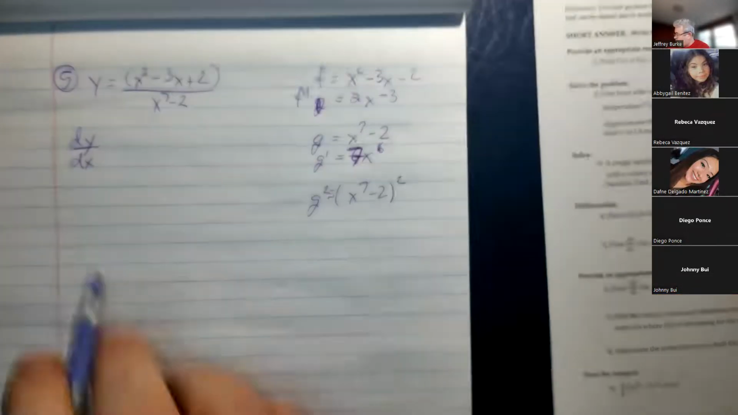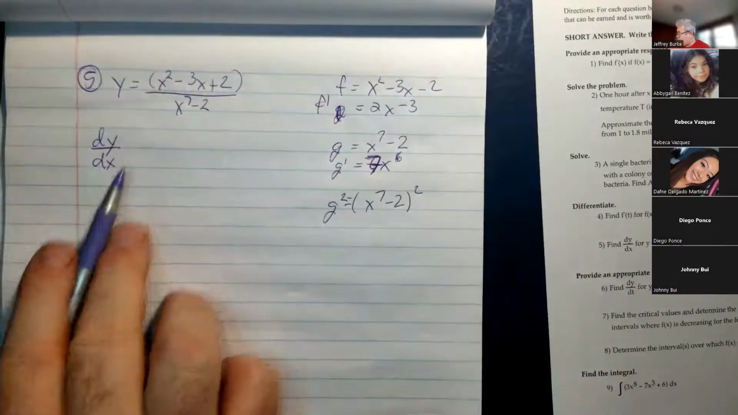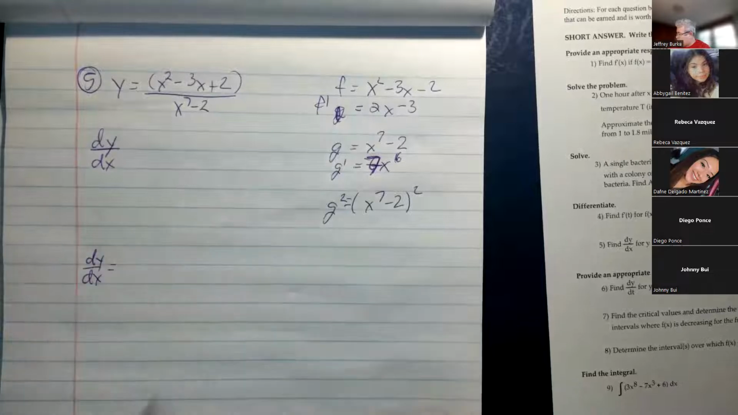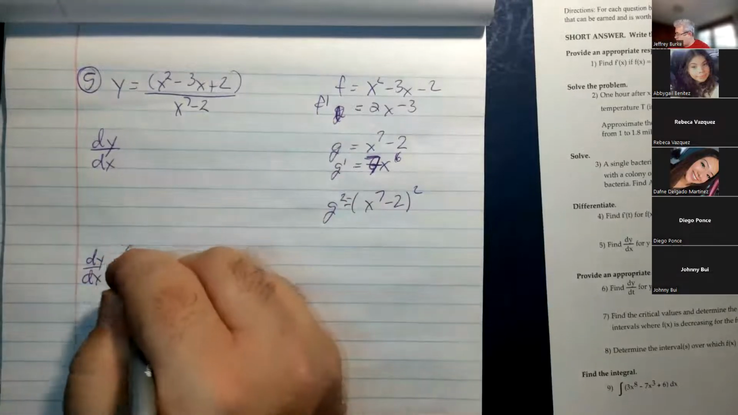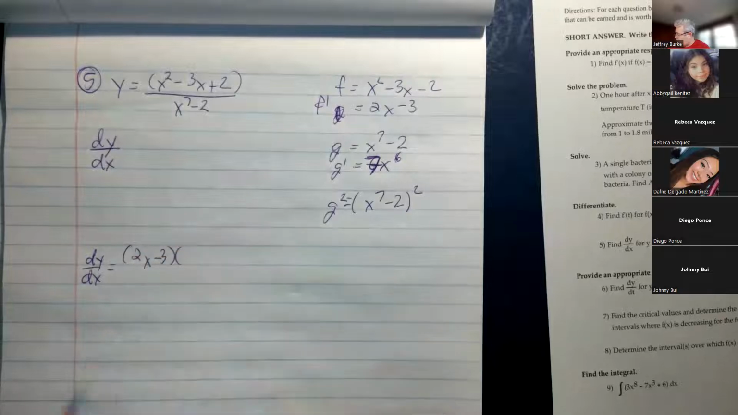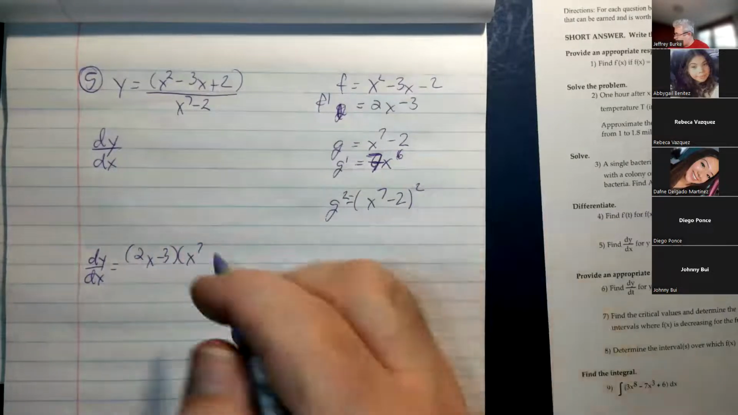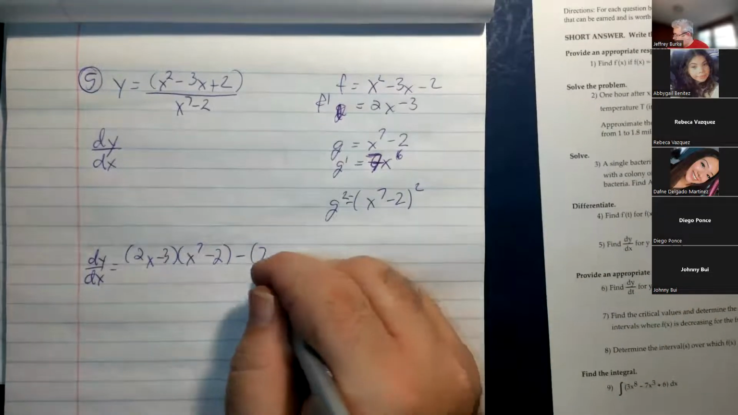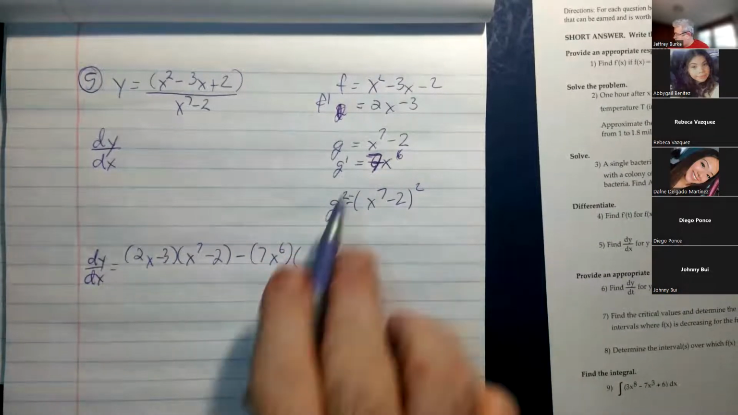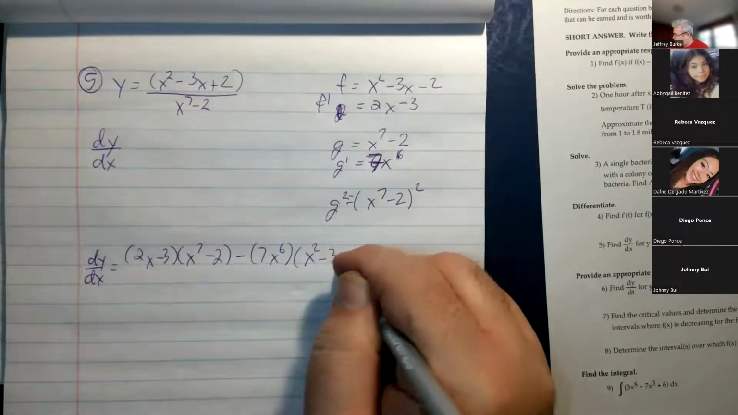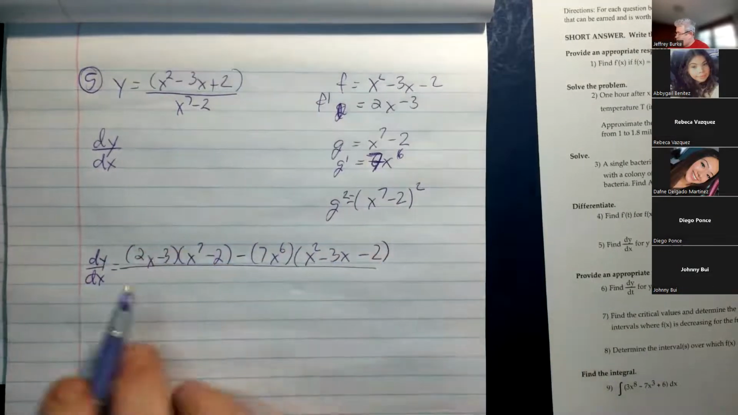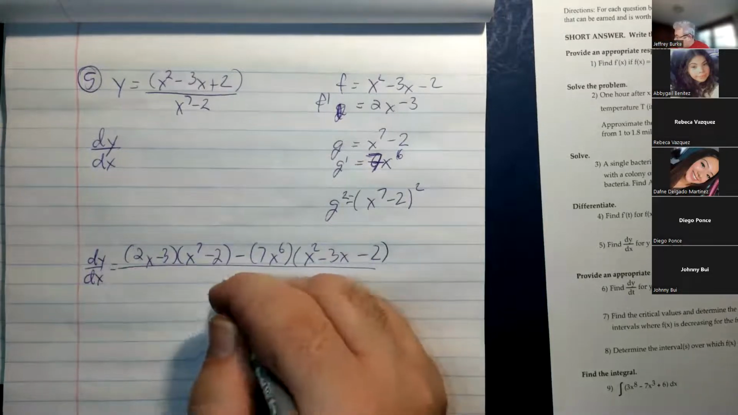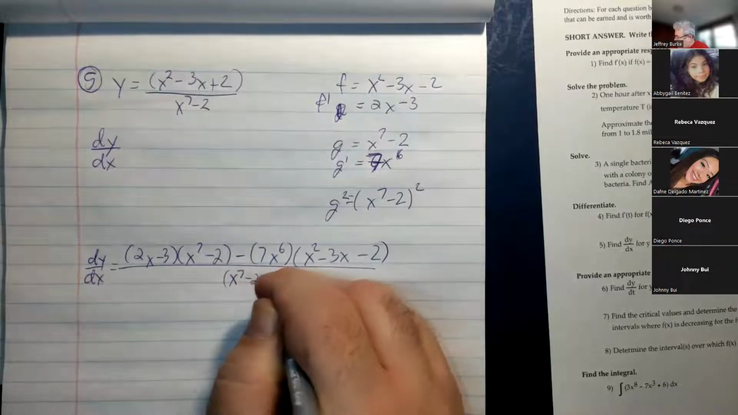I'm going to move it down a little bit because I don't think I'm going to be able to fit everything across here. So I'm going to write dy dx equals, well, let's see, f prime, that's 2x minus 3 times x to the 7th minus 2, minus the quantity of g prime, that's going to be 7x to the 6th times f, which is x squared minus 3x minus 2. Yeah, see, this gets pretty long once you put everything down, especially if you want to show it nicely. And then this is going to be divided by the quantity of x to the 7th minus 2 squared.